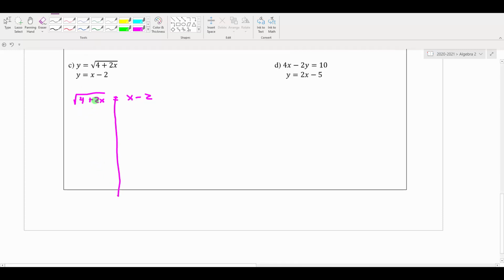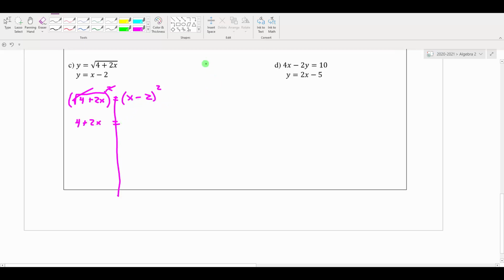So I notice over here on this side the x is trapped inside of the square root, so I want to get that square root out of there. To undo a square root, I have to square. So I'm going to take this entire side and square it, because a square and a square root cancel out. They're opposite operations. But whatever I do on one side, I have to do on the other side as well. So I'm going to square the x minus 2 on the right, and I'm going to work left right here. So the square root and the square cancel, leaving me with just 4 plus 2x.